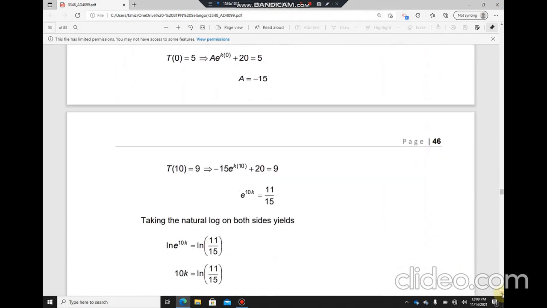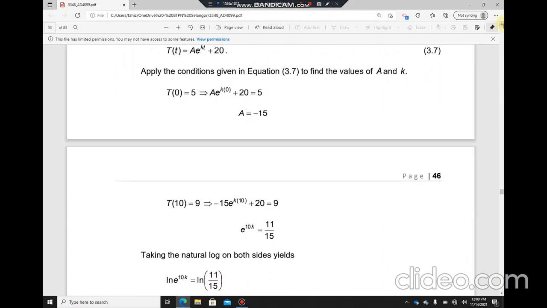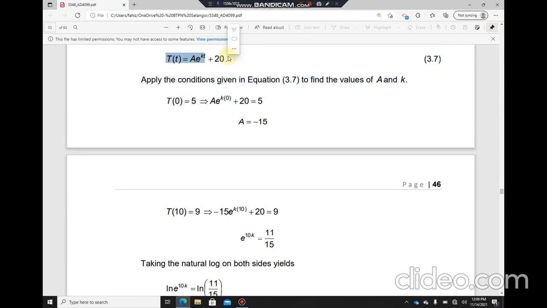Okay, apply the conditions given in equation 3.7. Yang ni lah masukkan dalam equation ni, to find the values of A and K. So step ni sama juga, awak boleh tengok balik step sebelum ni. For the first information, when time equals 0, your temperature is equal to 5. So you substitute into this equation. Tempat T ni kita ganti dengan 0 and then tempat temperature kita ganti dengan 5. So awak akan dapat nilai A which is negative 15.